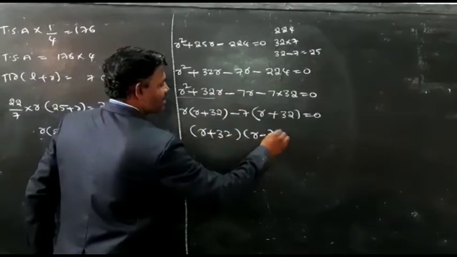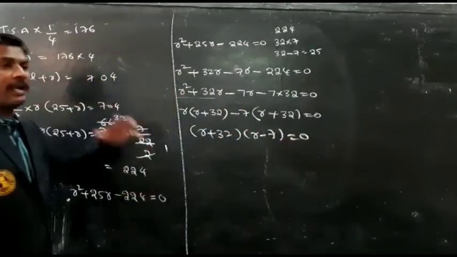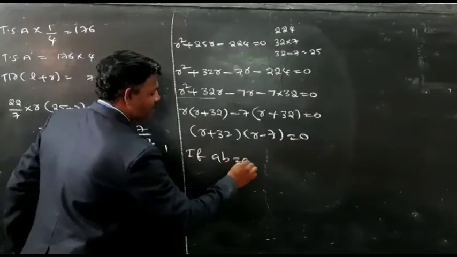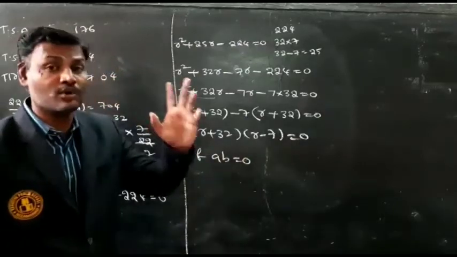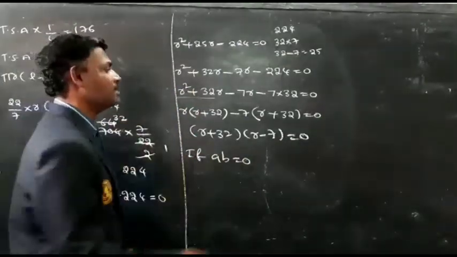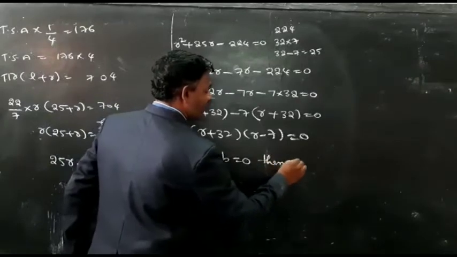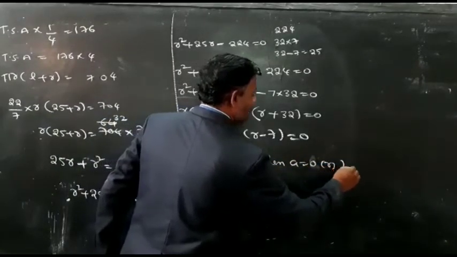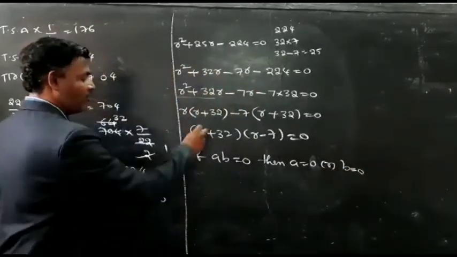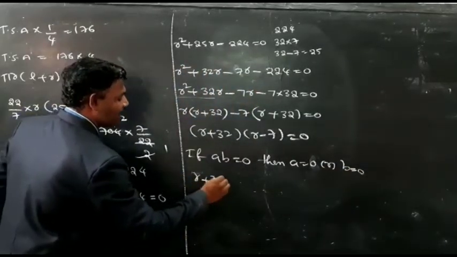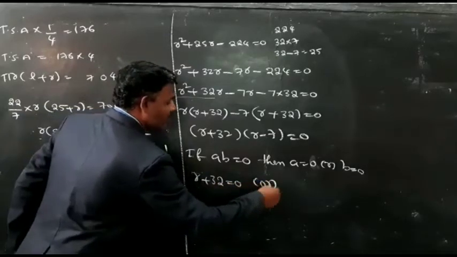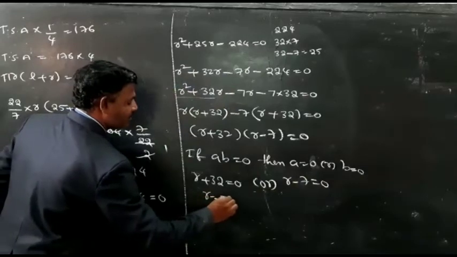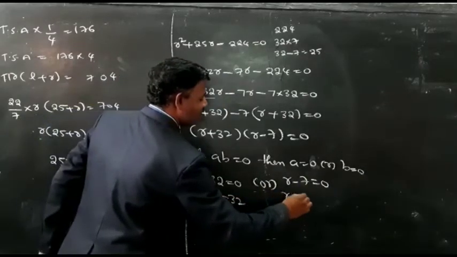Into (r minus 7) is equal to 0. According to the rules of exponents, if AB is equal to 0, then A is equal to 0 or B is equal to 0. So by using that, we can write r plus 32 is equal to 0 or r minus 7 is equal to 0. So r is equal to minus 32 and r is equal to 7.